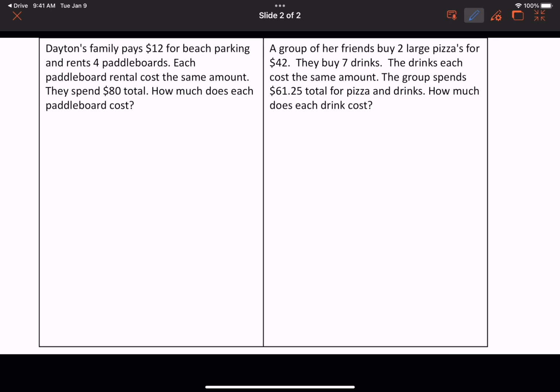All right, 2 more to go. Dayton's family pays $12 for beach parking and rents 4 paddleboards. Each paddleboard rental costs the same, but they spent $80. How much does each paddleboard cost?